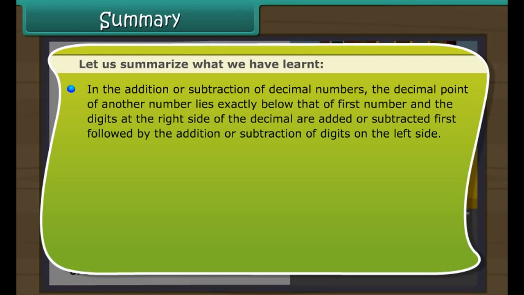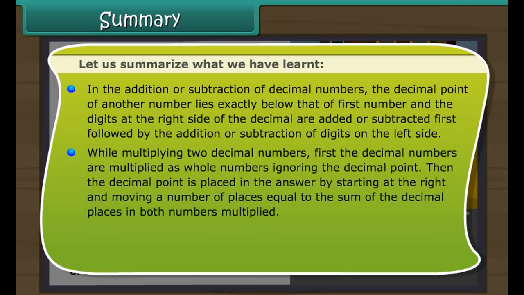Summary. Let us summarize what we have learned. In the addition or subtraction of decimal numbers, the decimal point of another number lies exactly below that of the first number, and the digits at the right side of the decimal are added or subtracted first, followed by the addition or subtraction of digits on the left side.